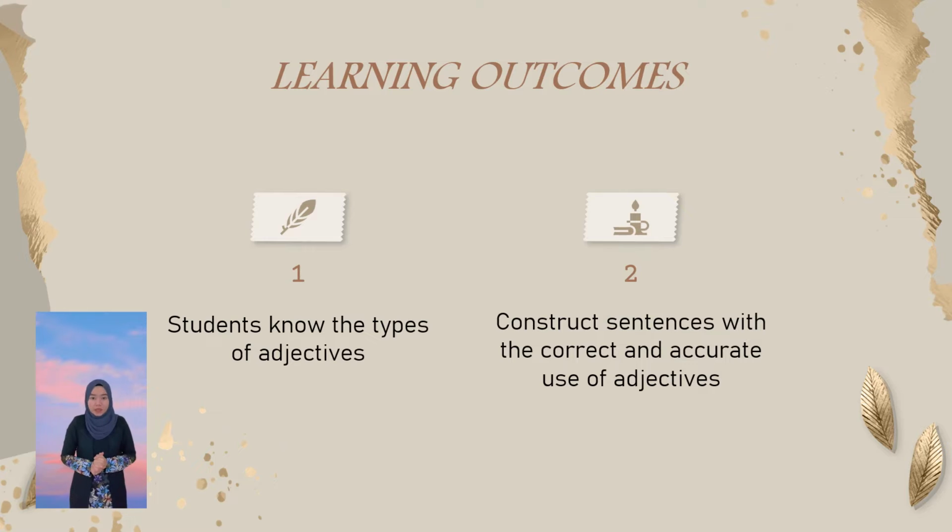For the learning outcome, based on this topic, there are only 2 learning outcomes that are provided, that each student be able to know the type of adjective, and the second learning outcome is a student be able to construct sentences with the correct and accurate use of adjective.